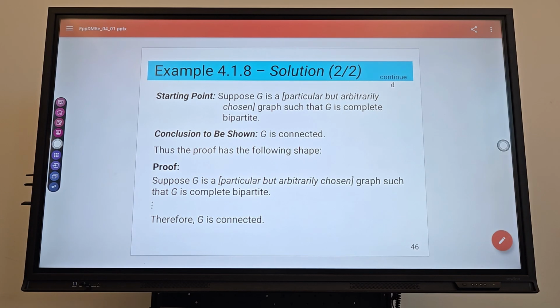So, starting point. Suppose G is a graph such that G is complete bipartite. Conclusion to be shown: G is connected. Thus, the proof has the following shape. Suppose G is a graph such that G is complete bipartite, and so on, therefore G is connected.